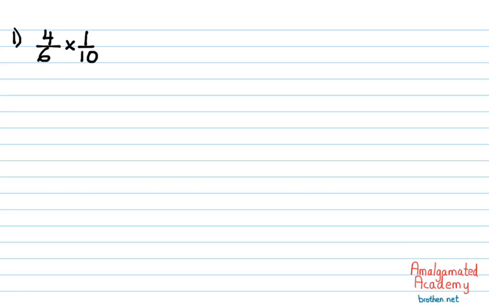Alright, when we're multiplying fractions, what we're looking to find is a number in the numerator, that's on the top, and a number in the denominator, that's on the bottom, that are divisible by the same number. So in this example we have a 4 and a 1 in the numerator, and we have a 6 and a 10 in the denominator. Well, 4, 6, and 10 are all divisible by 2, so we're going to reduce the 4 and the 6 by dividing each of them by 2.